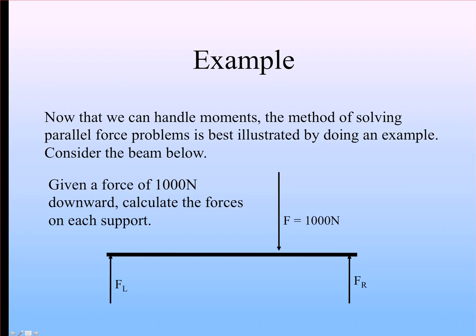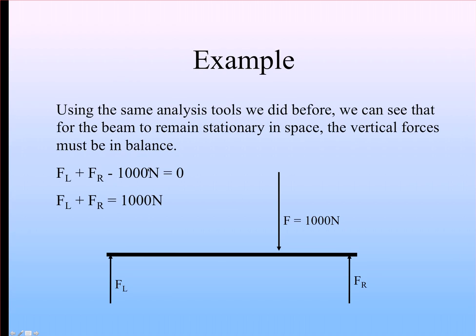And so in this case, let's take up as being positive. So FL and FR, these are positive, and this 1,000 Newton force is in the opposite direction, so let's call that negative. All together, those three forces will equal 0. That is to say, there's going to be no net force on this beam. Now we can move this 1,000 newtons over, and we can say that the up forces are equal to the down forces. So FL and FR together equal 1,000 newtons.